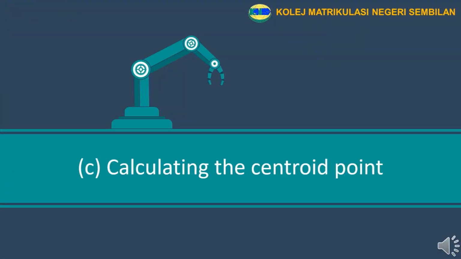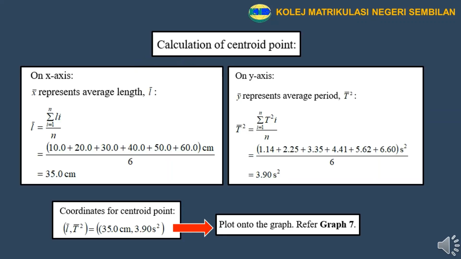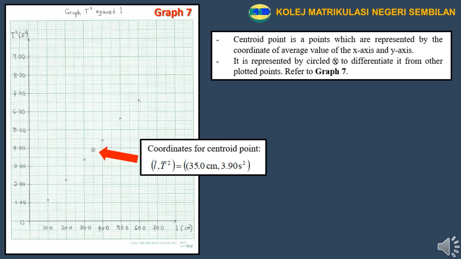C. Calculating the centroid point. Calculation of centroid point is as shown. Centroid point is a point which is represented by the coordinate of average value of the x-axis and y-axis. It is represented by circled X to differentiate it from other plotted points. Refer to graph 7.